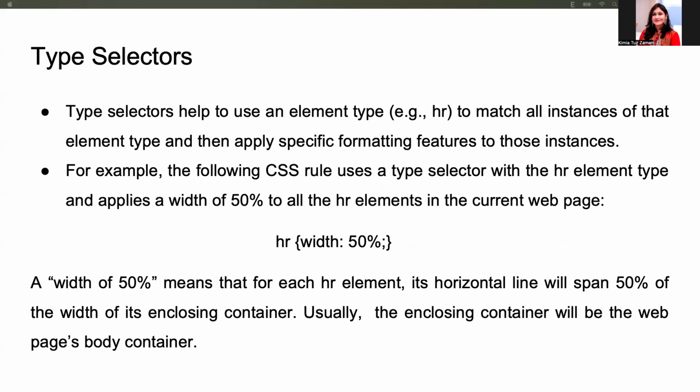So, as I said, here is a broad overview of the type selectors. As we mentioned before, these allow you to style all instances of a specific HTML element. This is very useful when you want to apply the same styling rules across multiple elements of the same type without having to specify each one individually.